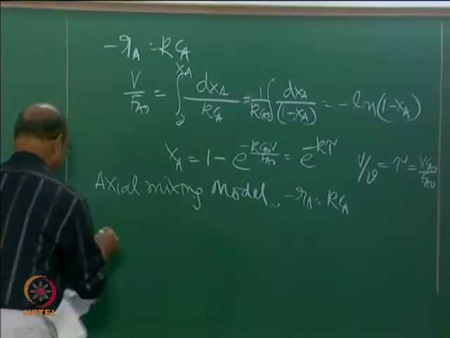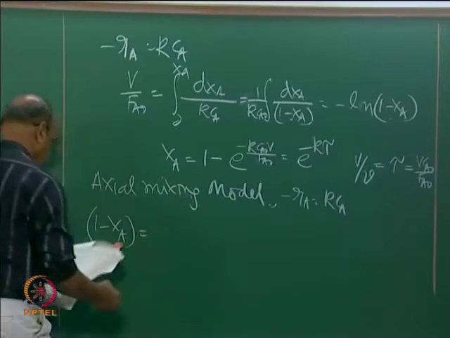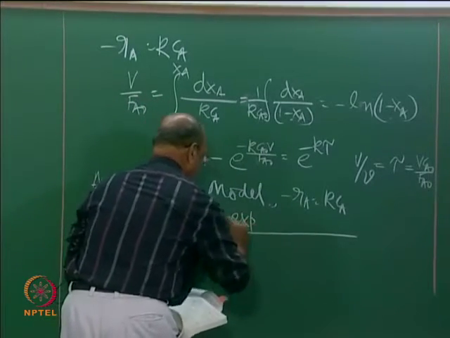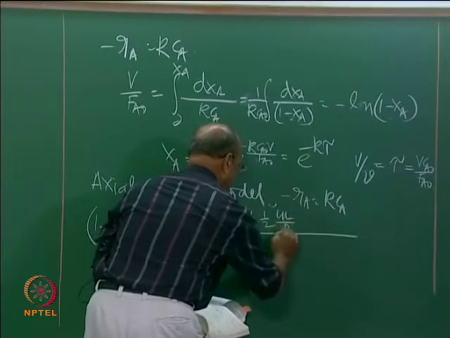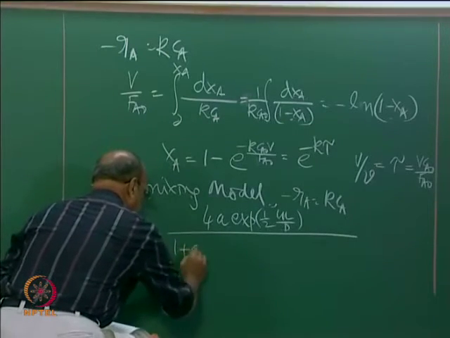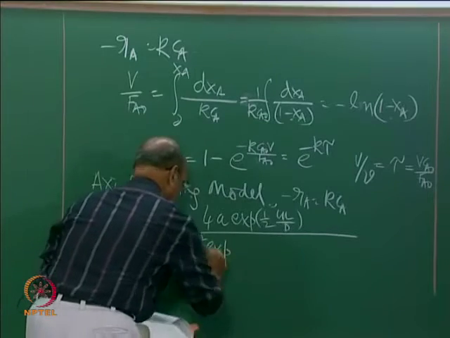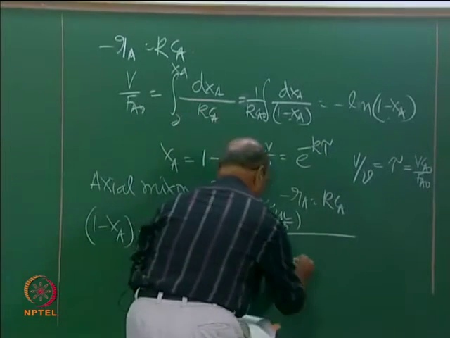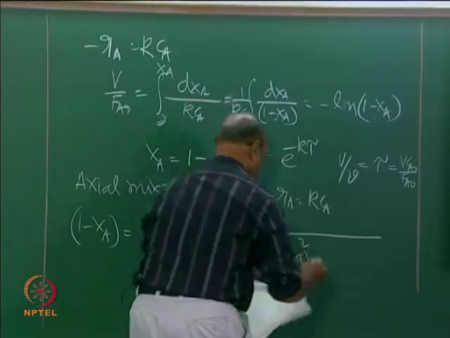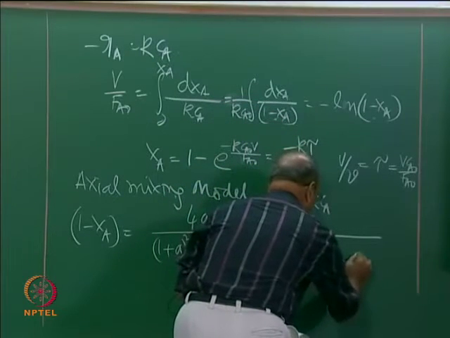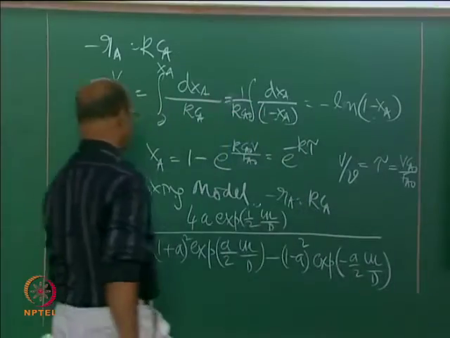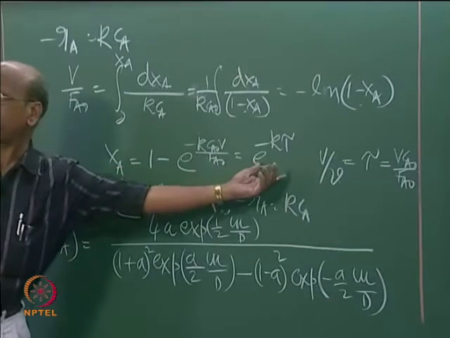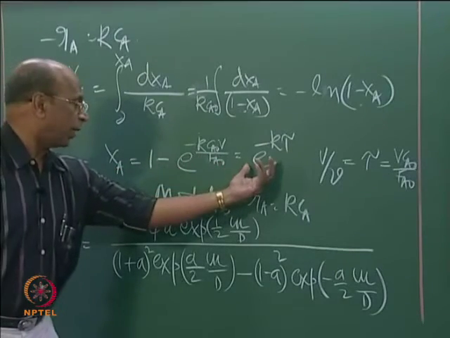For comparison, I will write this one. 1 minus x a equal to 4a times exponential of u l by d, whole thing divided by (1 plus a) whole square, exponential of a by 2 u l by d, minus (1 minus a) square, exponential of minus a by 2 u l by d. Very simple expression, no? When compared to this, if I write 1 minus x a for plug flow, it is simply e power minus k tau. So now this is 1 minus e power minus k tau.